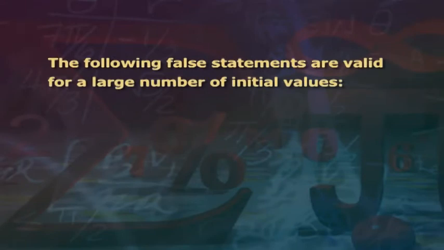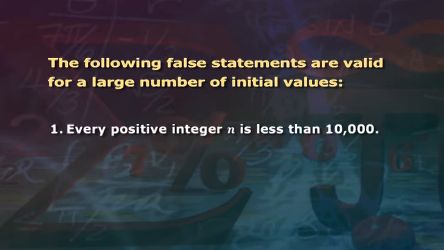We in mathematics are often confronted with several statements based on the set of positive integers. Their validity cannot be established or proved by simple verification of a few cases. As you can see, the following statements are valid for a large number of initial values. However, they are false statements. 1. Every positive integer n is less than 10,000.